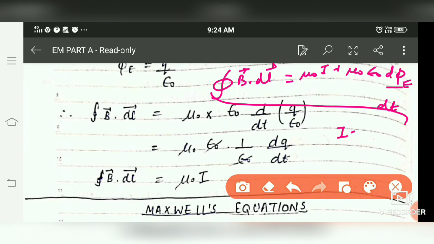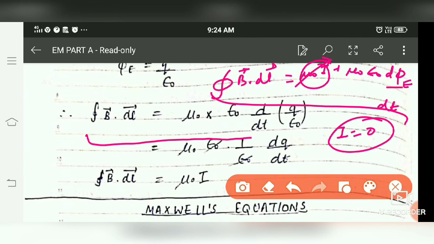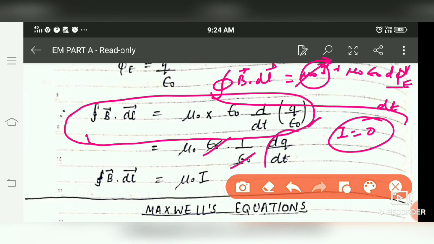If this I is 0 inside the conduction plate, then we get a result from this term, because phi is q by epsilon. So when we substitute the value, where q is changing, epsilon cancels with epsilon, and we again get the displacement current.